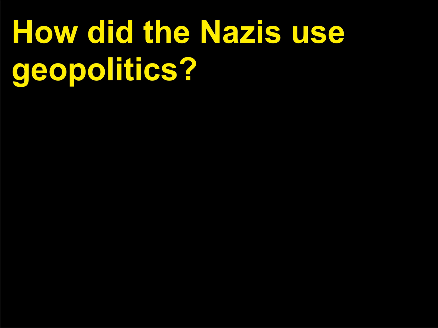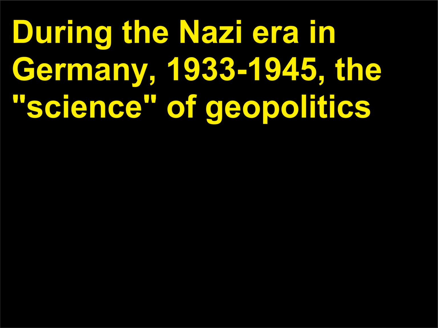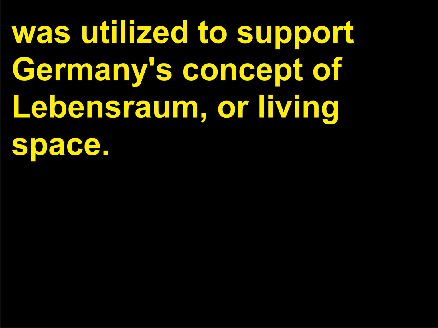How did the Nazis use geopolitics? During the Nazi era in Germany, 1933 to 1945, the science of geopolitics was utilized to support Germany's concept of Lebensraum, or living space.